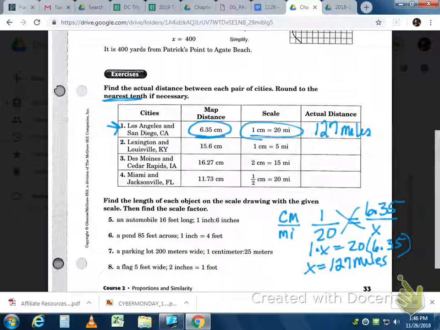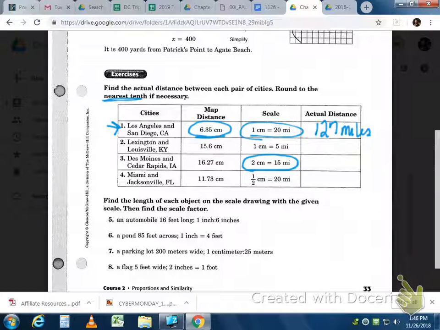Number 3. We're going from Des Moines to Cedar Rapids. 16.27 centimeters. And it tells us the scale is 2 centimeters equals 15 miles. Does everybody have this problem written down over here on the right? Okay, so let me erase that.